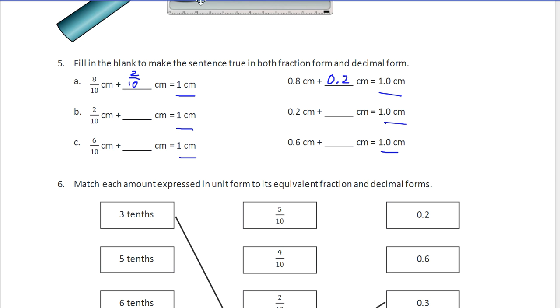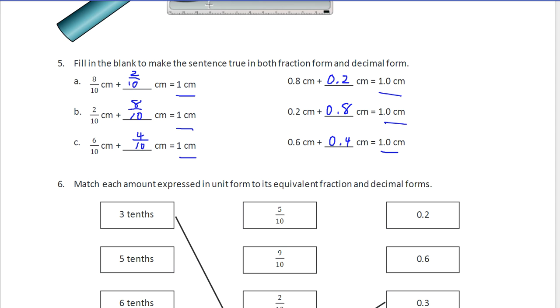So hit pause, hit play when you're ready. All righty, how'd you do? Well, if for B, you got 8/10 written in both fraction form and decimal form, and 4/10 for C in both fraction and decimal form, then you did just fine.